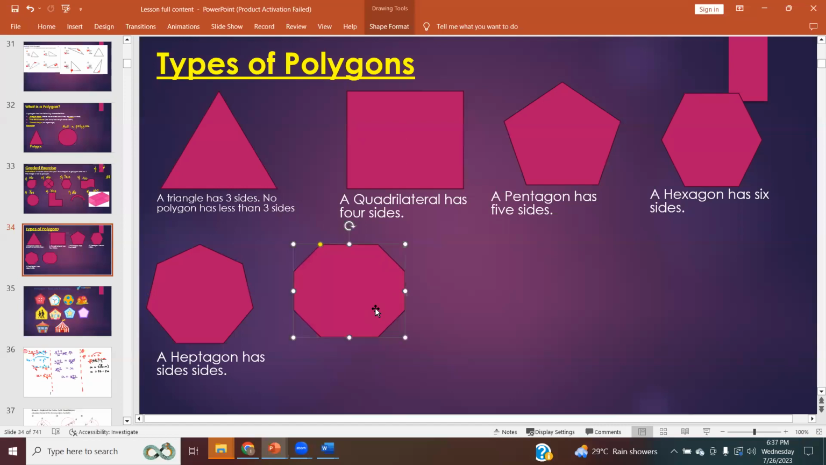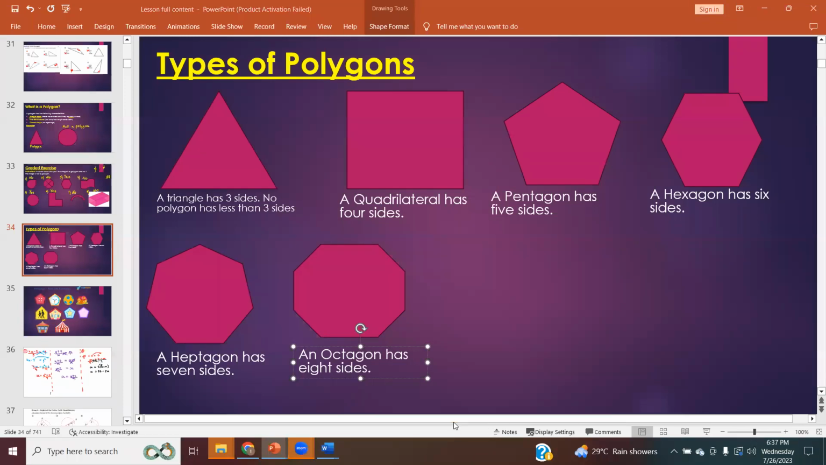Say it again, heptagon. The heptagon has 7 sides. How many sides does the octagon have? An octagon has 8 sides. And what things in real life have 8 sides?